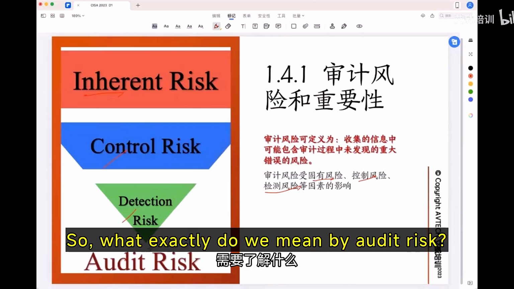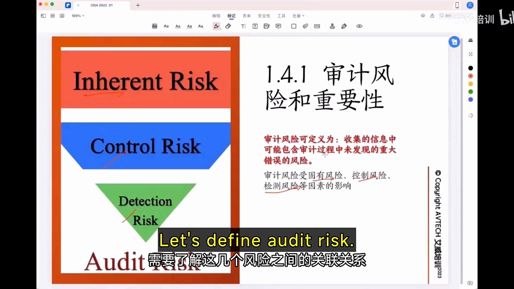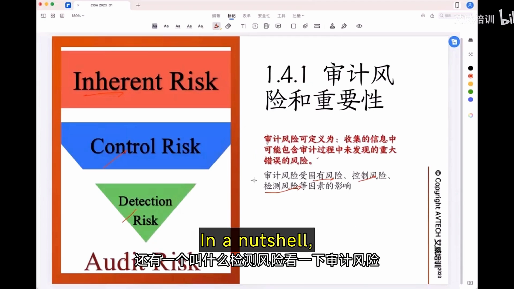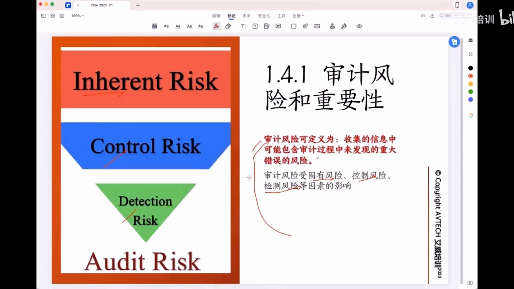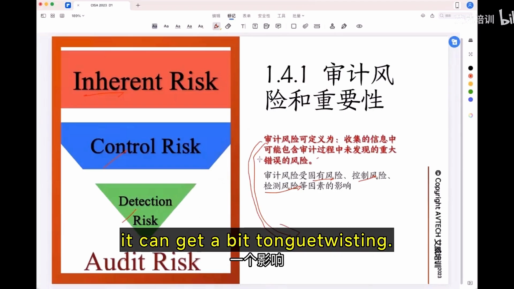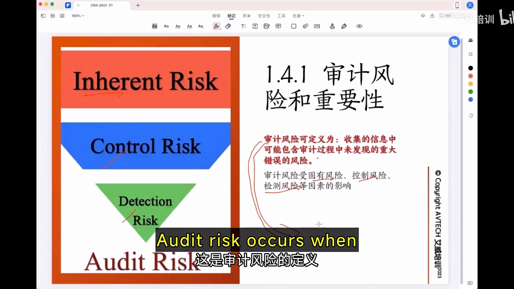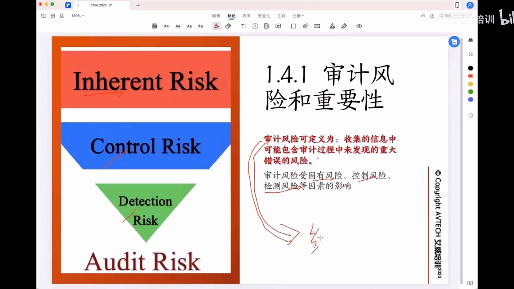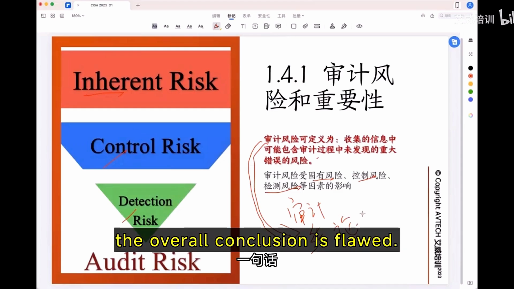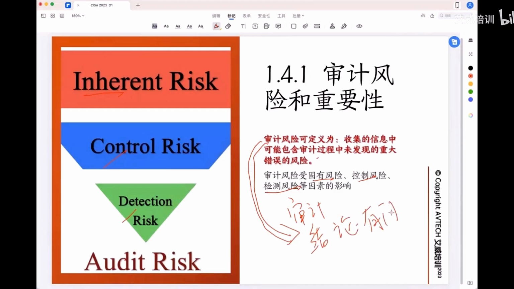So what exactly do we mean by audit risk? Let's define audit risk. In a nutshell, when defining it, it can get a bit tongue-twisted. Let's put it this way. Audit risk occurs when the overall conclusion is flawed.